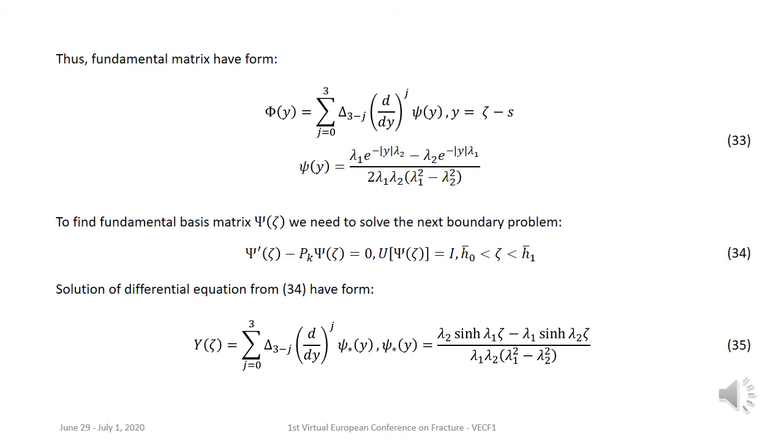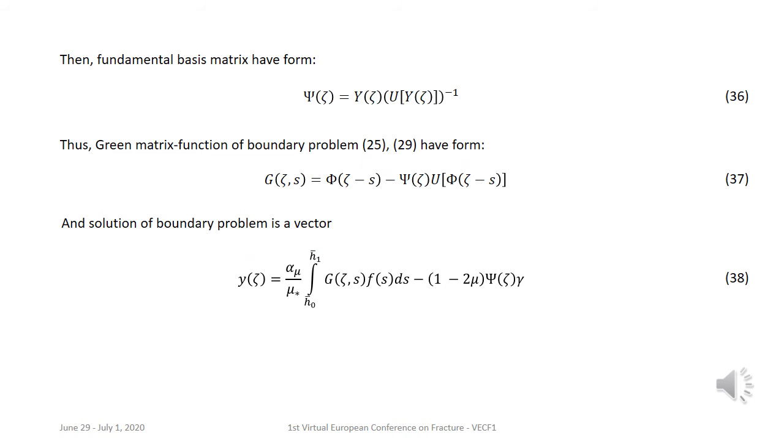After applying the Fourier transform to equation 25 and substitution of the Pk attach matrix, we got the fundamental matrix, formula 33. To find the fundamental basis matrix C, we need to solve the next boundary problem, formula 34. The solution of the equation from 34 has a known form, and after the residue theorem is applied, we got the solution for it, formula 35. By direct substitution, we can verify that the solution of boundary problem 34 has the form, formula 36.